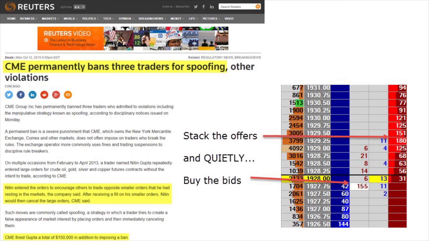Now, of course, there's other kinds of algorithmic trading. We're not going to go through all types of arbitrage or all types of algorithmic trading, but the information is online if you want to learn more.